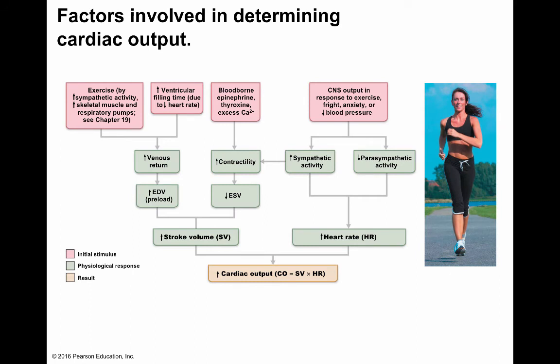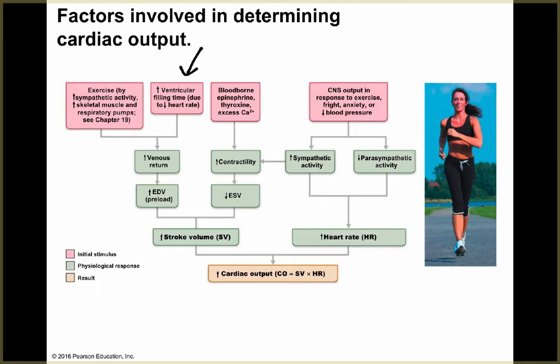We also have factors that are involved in determining cardiac output. Cardiac output, again, is your heart rate times stroke volume, or how much blood is being pushed out. What helps to determine it is exercise, by increasing sympathetic activity, skeletal muscle activity, and respiratory pumps, and also by changing ventricular filling time due to decreased heart rate. If your heart is able to contract stronger, it's going to have more time between the beats to fill. That's going to increase venous return.